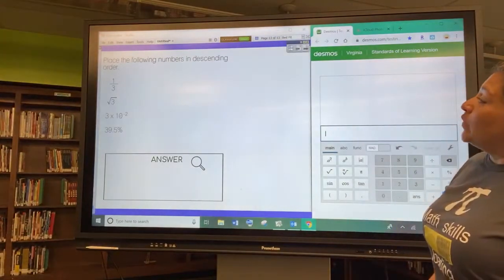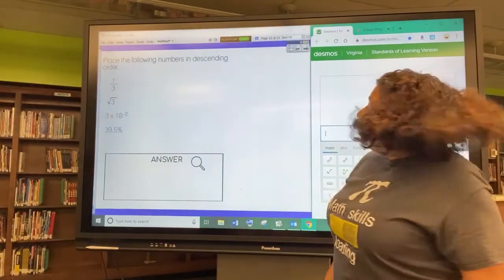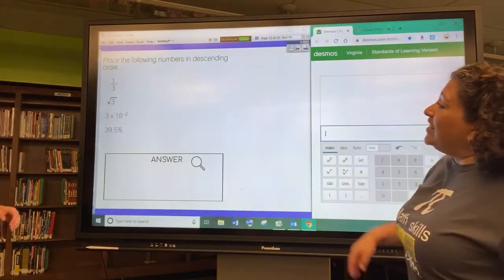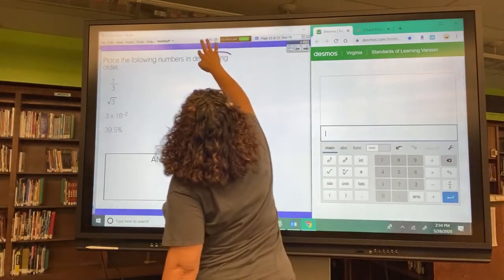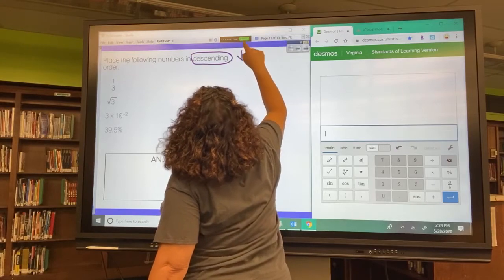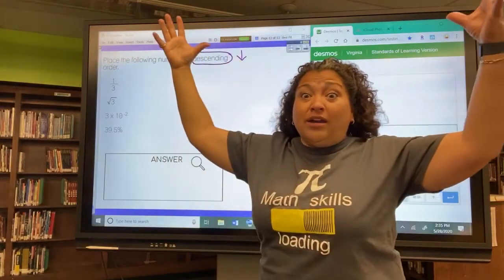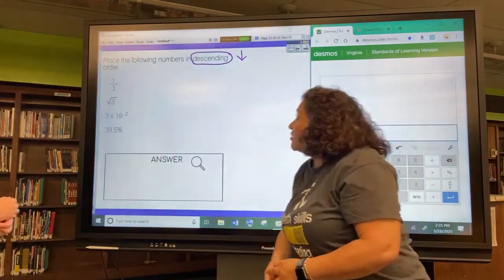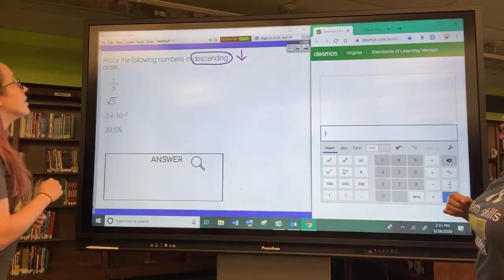All right, so we're going to read this and we're going to look for a keyword. Place the following numbers in descending order. D like down. So that means we're starting with a big hot air balloon and we're going to get smaller and smaller. And what are those numbers, Ms. Benson?